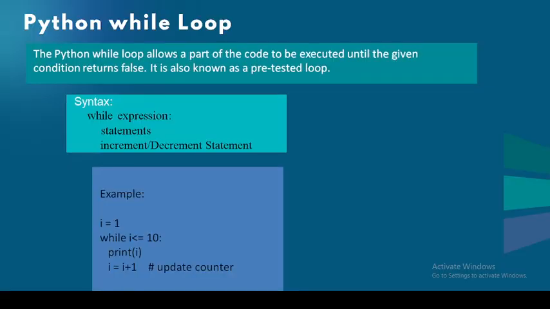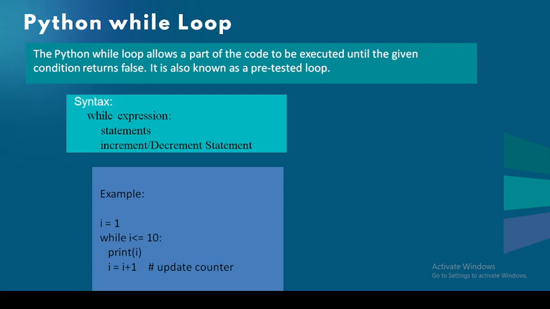Let us see the different loops again. So start with the Python while loop. I already said the Python while loop allows a part of the code to be executed until the given condition returns false. It is also known as the pre-tested loop. So here is one syntax.